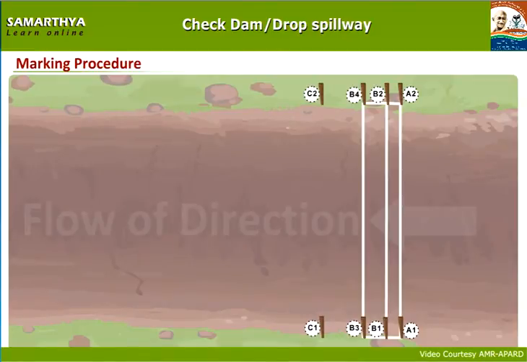Join B3, C1 with a thread. Join B4, C2 with a thread. Draw a line with lime powder on the thread that tied B3, C1 wooden poles. Draw a line with lime powder on the thread that tied B4, C2 wooden poles.